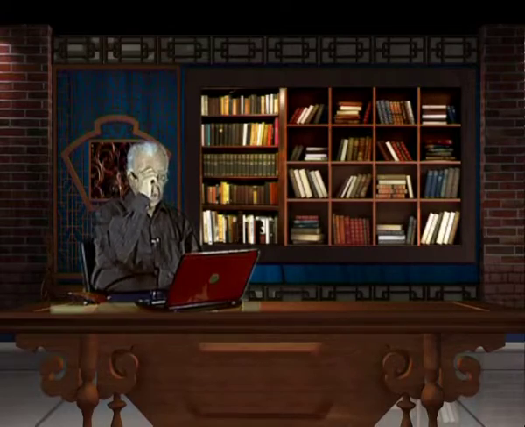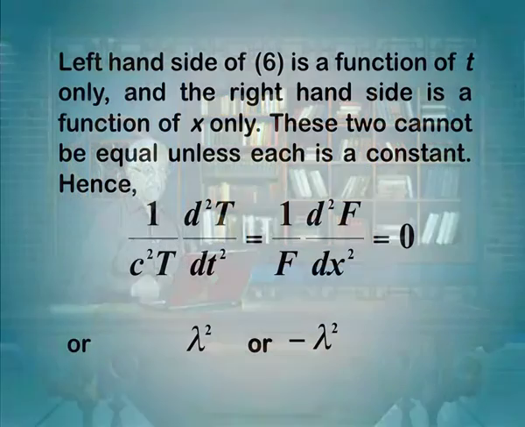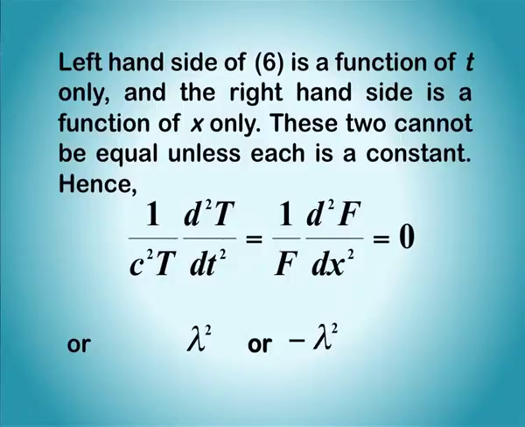And so, what now we will have after the equation 6, we will have this. The left hand side of 6 is a function of t alone, and the right hand side is a function of x only, which is very vivid here. These two cannot be equal unless each is a constant, obviously. They cannot be equal unless each is equal to a constant.